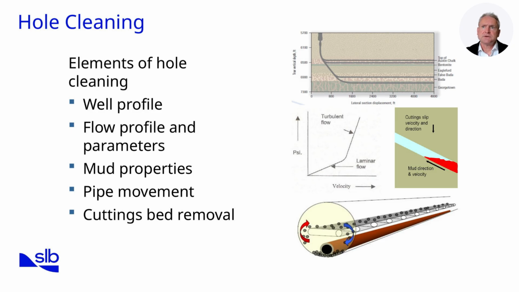The second image below and to the left illustrates flow profiles, where turbulent flow suspends cuttings more effectively than laminar flow. The third image below and to the right demonstrates the boycott effect, where cuttings settle and slide to the low side of deviated wells, forming beds that hinder cleaning. Finally, the fourth image at the bottom shows how pipe movement disturbs settled beds, enhancing transport.